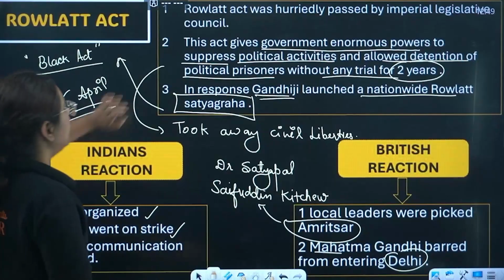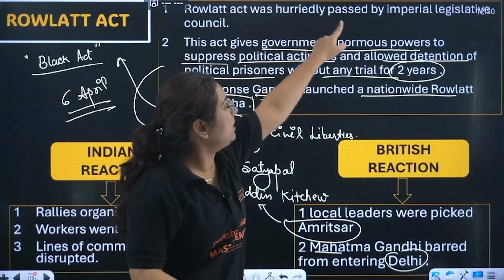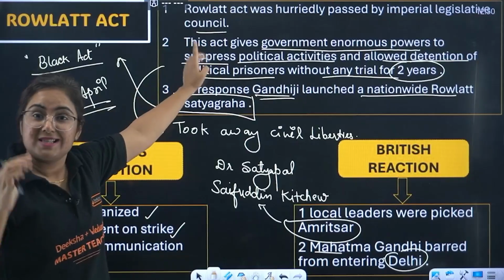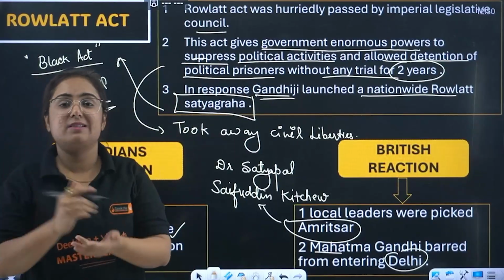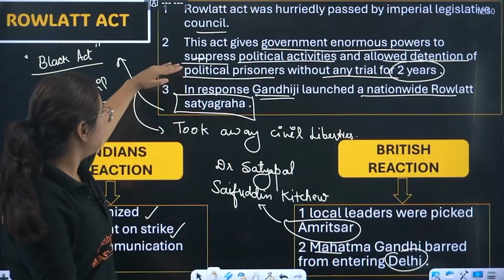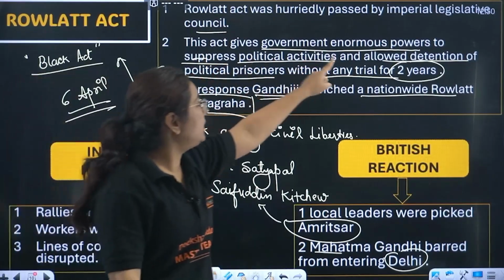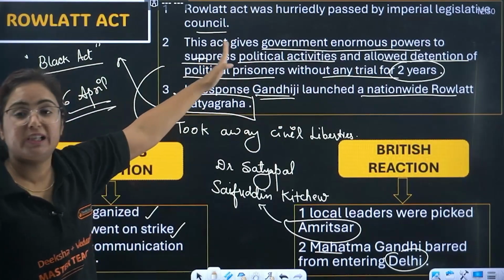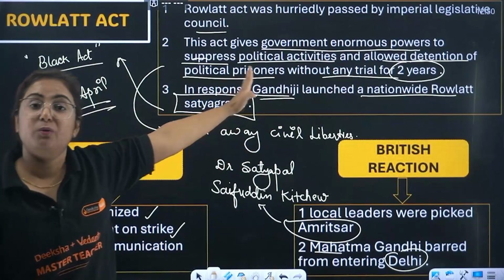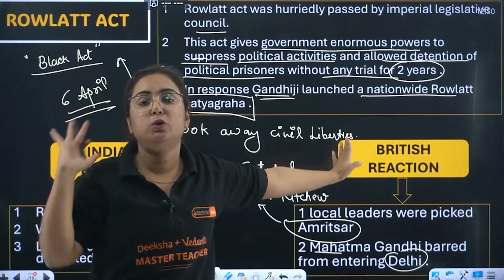What will you write, beta? The Rowlatt Act was hurriedly passed by the Imperial Legislative Council. First point. See, I already made the slides in a way that you are getting the points for your exam. The second point is, this act gave the government enormous power to suppress political activities and allowed detention of political prisoners without any trial for 2 years.